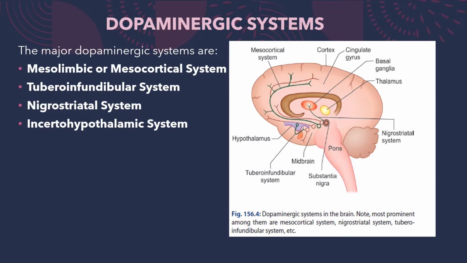The nigrostriatal system is essential for maintaining normal muscle tone, posture and voluntary movements. This one you have seen in the basal ganglia. And the incertohypothalamic system connects the zona incerta and lateral septum with the hypothalamus, and it is involved in motivation and ingestive behavior of the person.